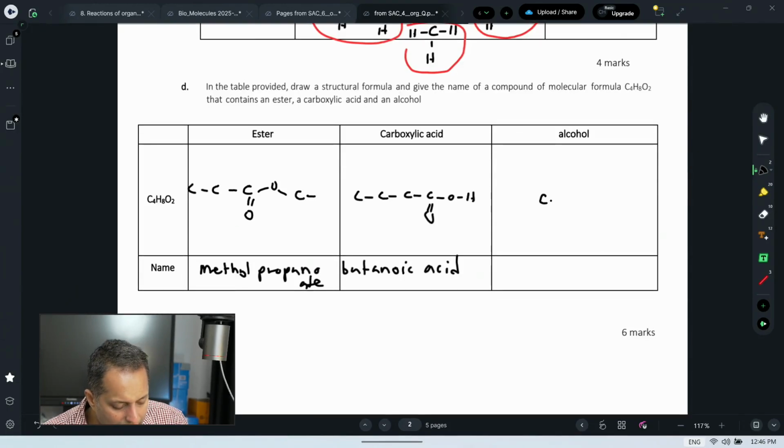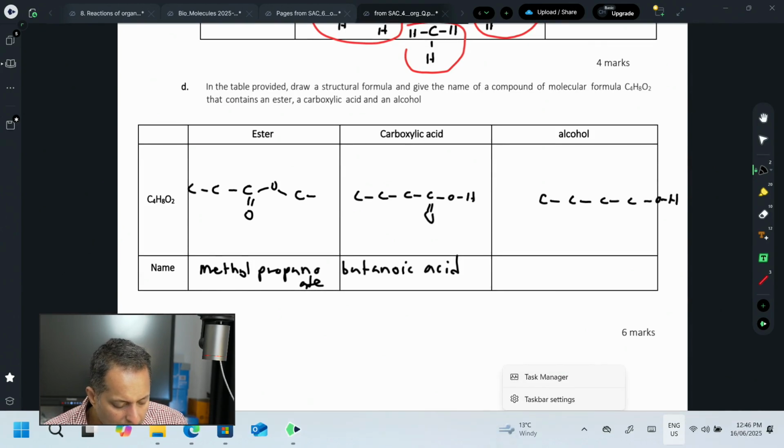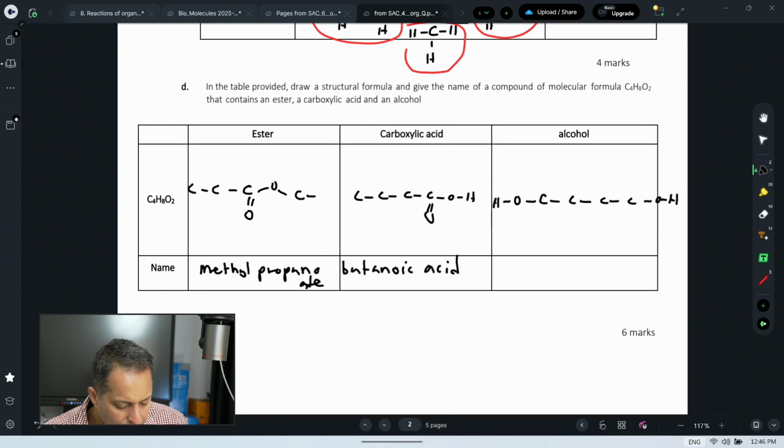Now, if you have to make a diol, there's a problem. Okay, look. Let's say you put an OH here and you put an OH here. Now, if you fill the carbons with hydrogen, you will end up getting how many hydrogen? 4 carbons will need 8 hydrogen, 10 hydrogen. So we don't have 10 hydrogen. We only have 8 hydrogen.